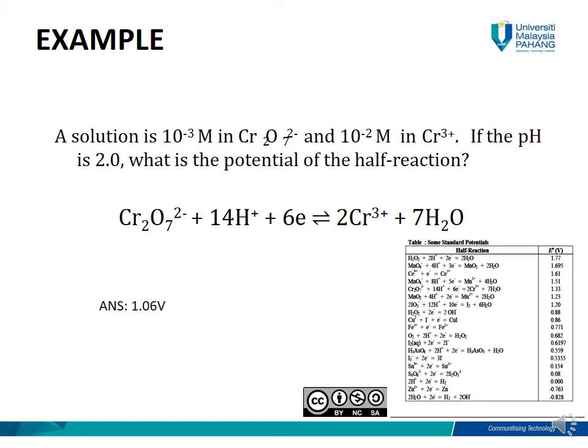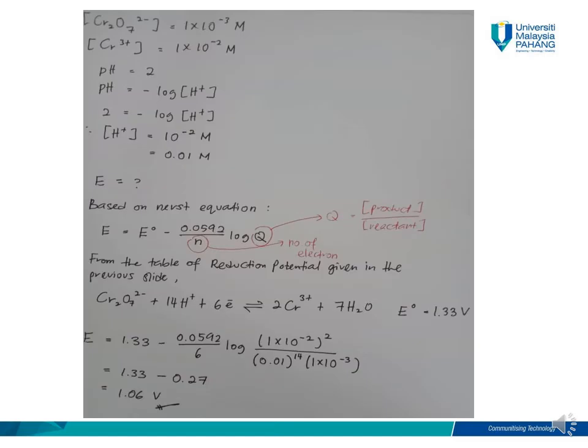So now let's look at the solution on how to calculate the potential of the half reaction. You need to write your answer in an organized way, and you can see this example in the slide. The first step is that you have the pH value, so you can easily identify the concentration of proton by using the formula negative log H plus. So the concentration of proton is 0.01 molar.